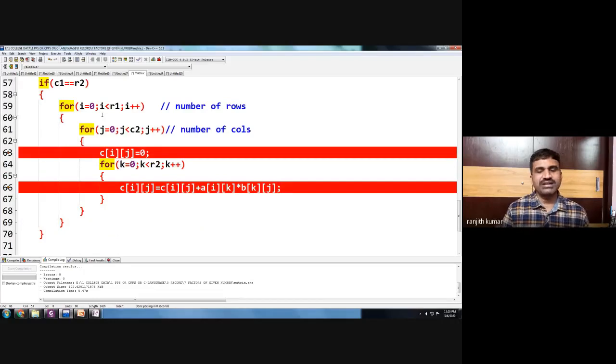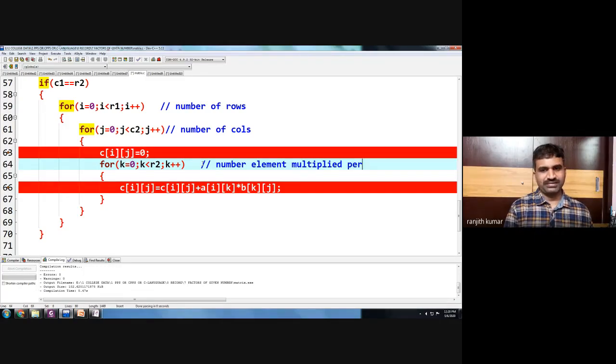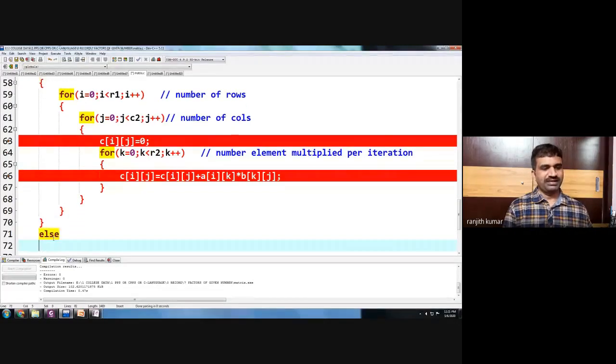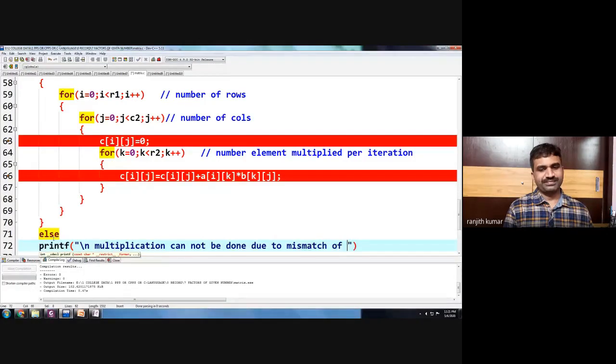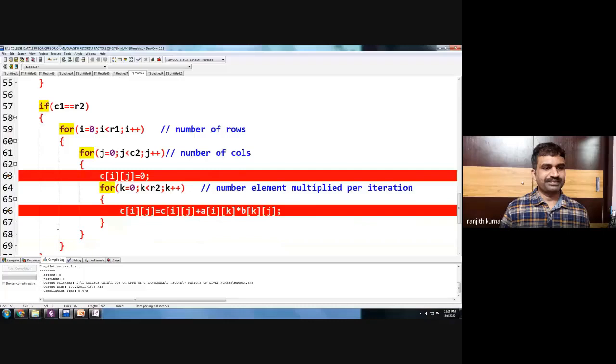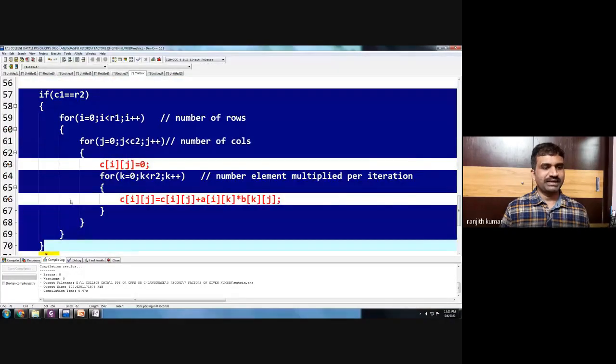So this is a simple code which will run matrix multiplication. Are we clear? So for the outer loop, we are telling the number of rows. The next loop is the number of columns, and the number of elements multiplied for each iteration. So this is a simple code. If the condition is false, we'll say else printf, multiplication cannot be done due to mismatch of order. Are we clear? That is about the else block. So this is about the if block. So this is the code which we will write for matrix multiplication.